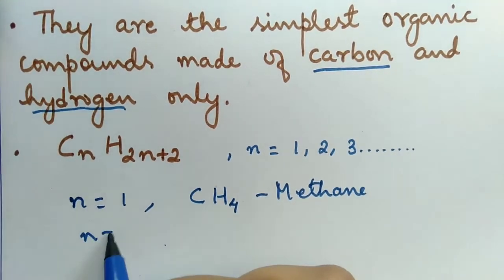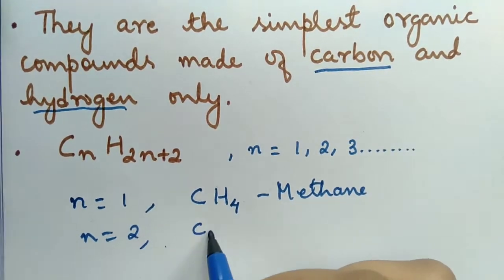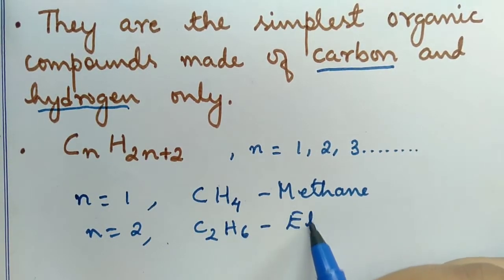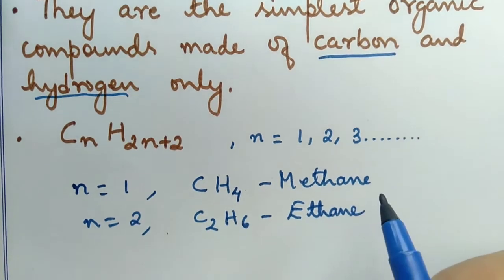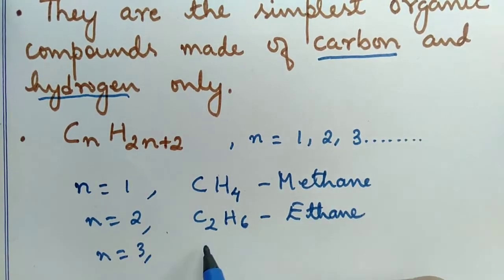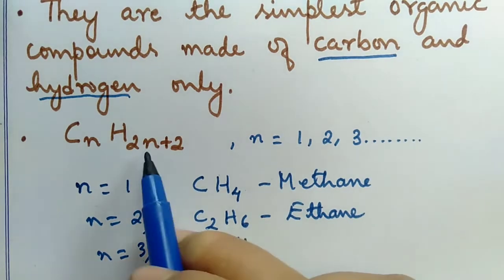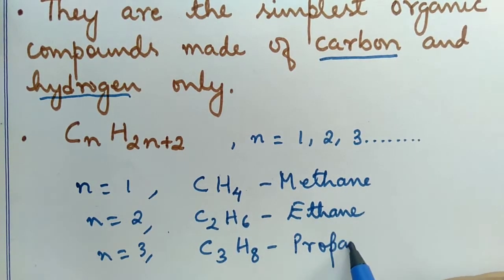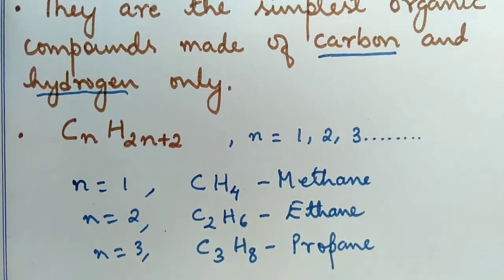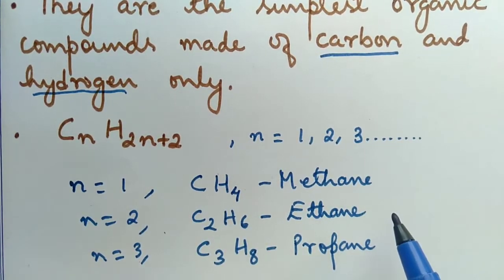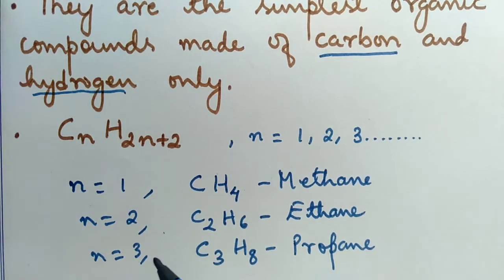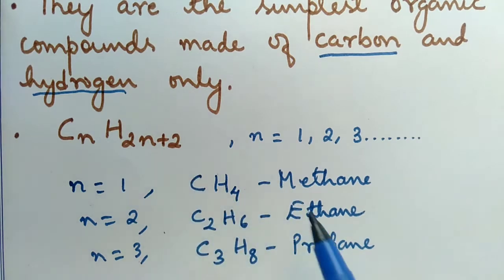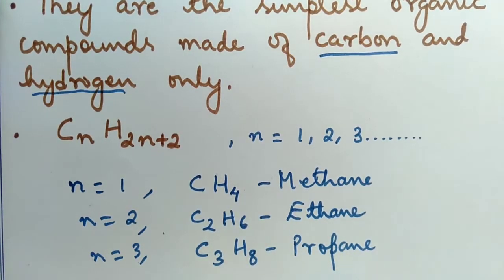And if I put n equal to 2, I have C2H6. That is ethane. And for n equal to 3, I have C3H8. That is propane. Okay, now these are the lower members of alkanes, and you can put n equal to 4, then you'll get C4H10, that is butane, and so on and so forth.